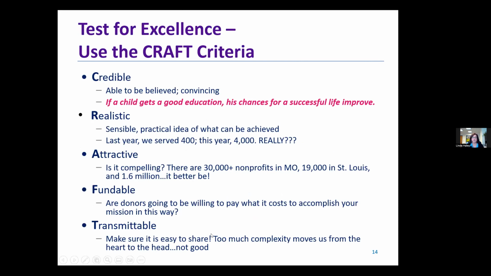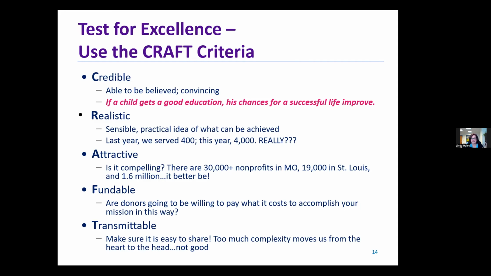All right, now you've started writing your case, you've got all your sections, you get the raw draft together and you think, is this any good? Did I do this right? Here are some ways you can gauge your own case. I think it has to meet what we call the craft criteria. Number one, it has to be credible. The theme, the language, the information that you're putting out has to be worthy of belief. Something like, if a child gets a good education, his chances for a life of success improve, right? That's a pretty credible statement.